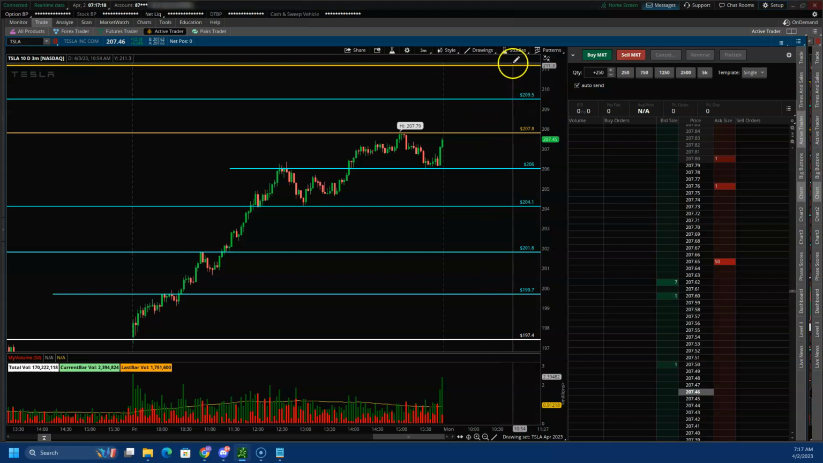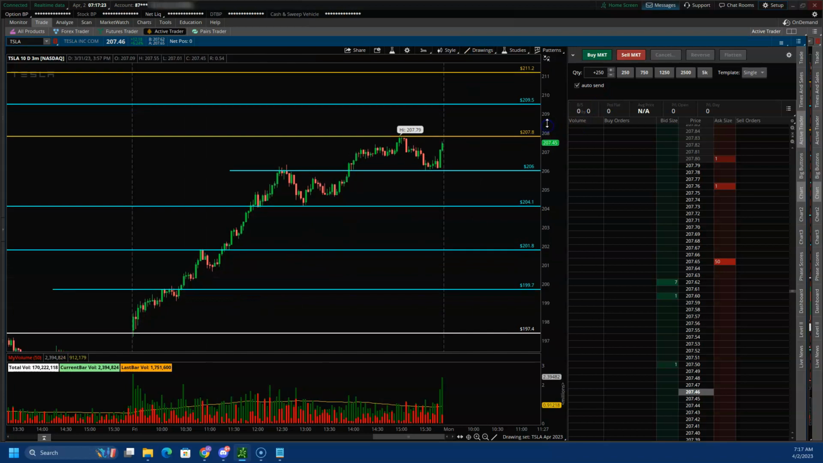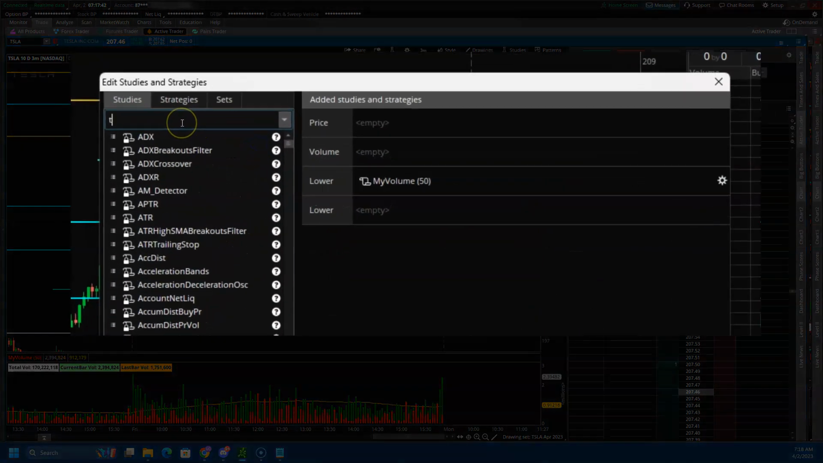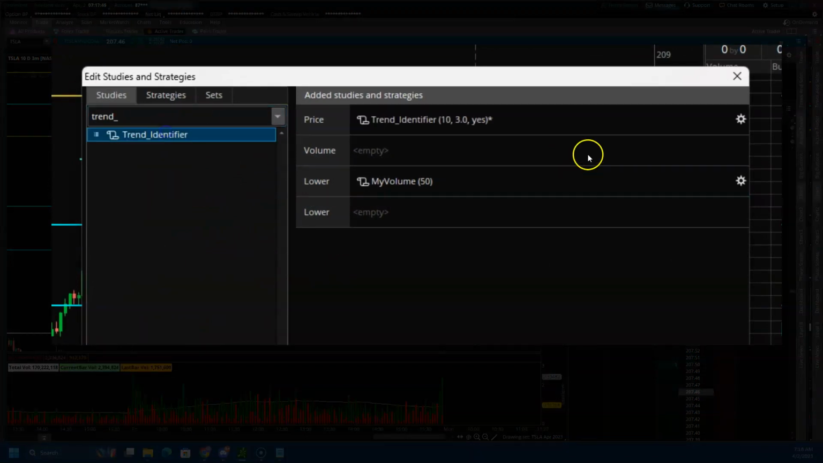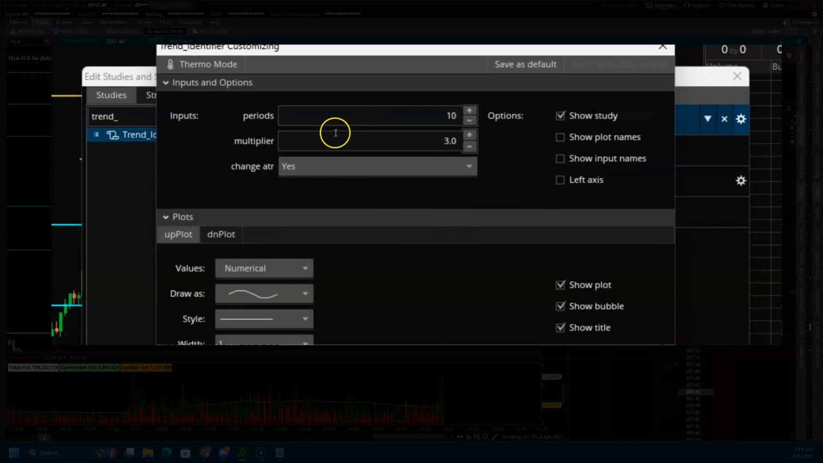So the first is the trend, right? You want to know what the trend is at that particular moment in time, and only if it is trending upwards you want to buy it on pullbacks, and vice versa for a downtrending market that we want to sell short on strength. So for that we have to have this trend identifier, right? So I'm going to add that here, trend identifier.